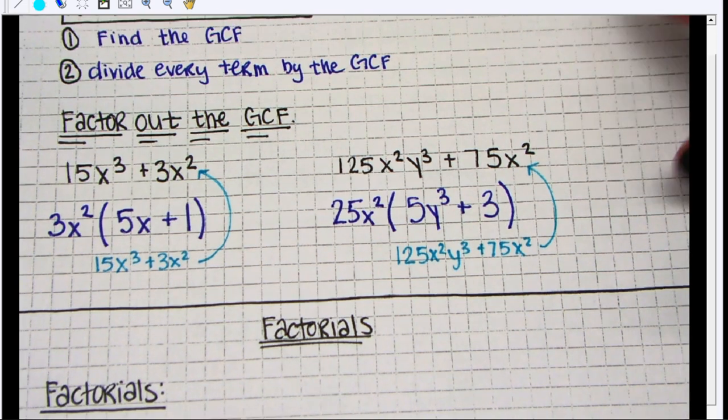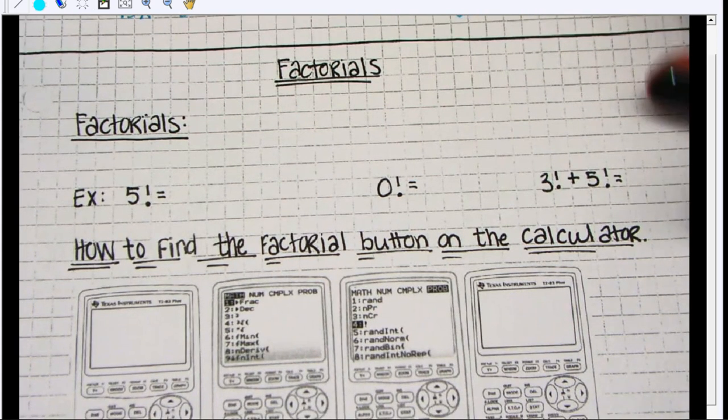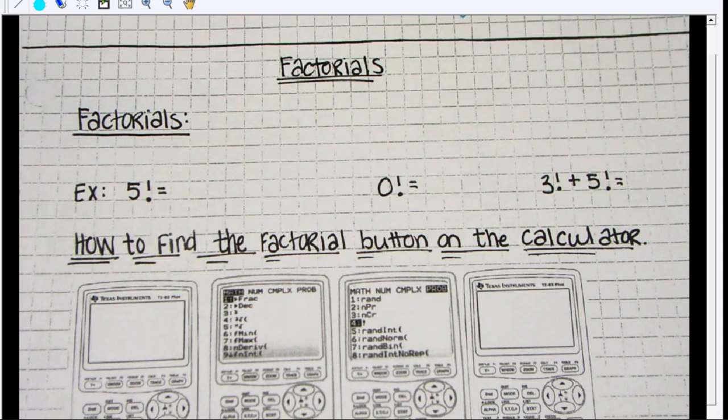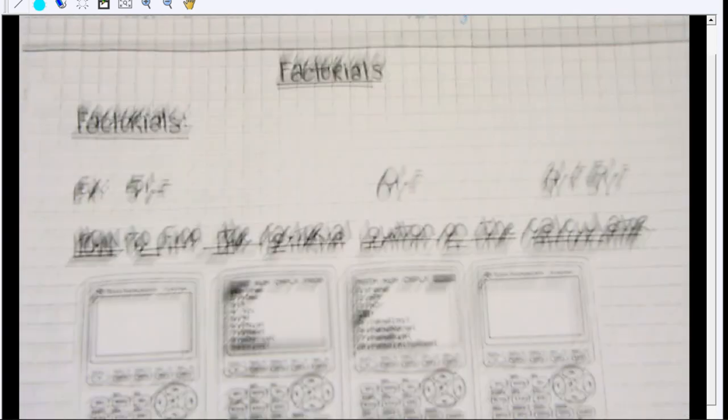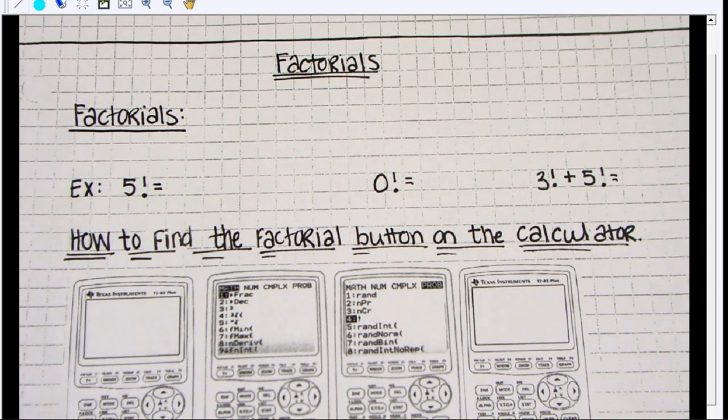All right, what is a factorial? What is the factorial? It looks like this. It is an exclamation point. What does that exclamation point do? Yeah, you yell it. 5.